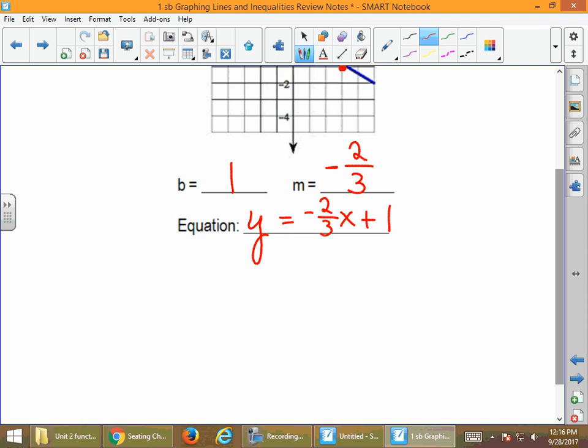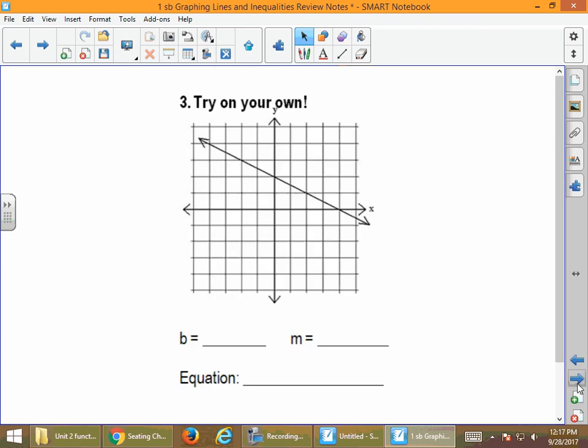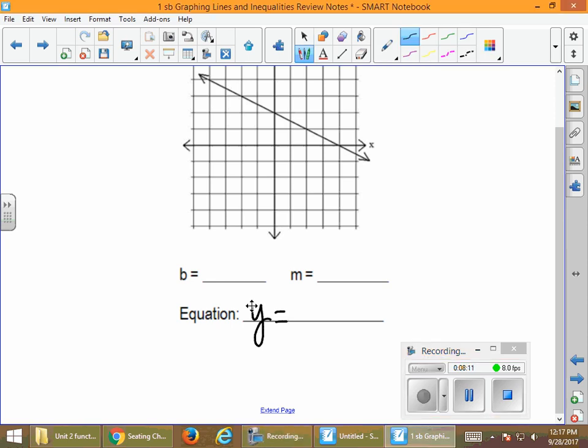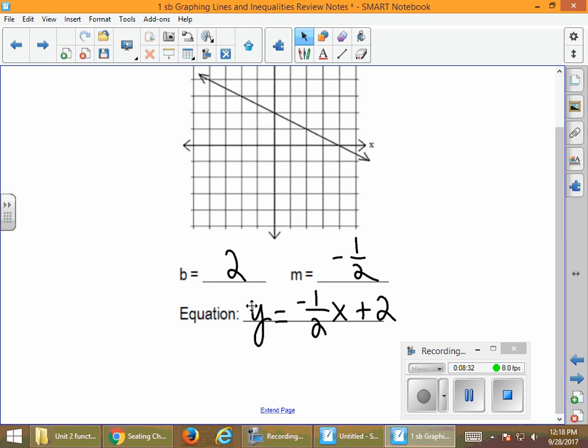If you haven't done so already, try that third one on your own and see if you can come up with the equation of the line. Did you get y equals negative 1/2 x plus 2? Our y-intercept is 2. Our slope is negative 1/2. And that was looking at the graph and then translating the graph into an equation.